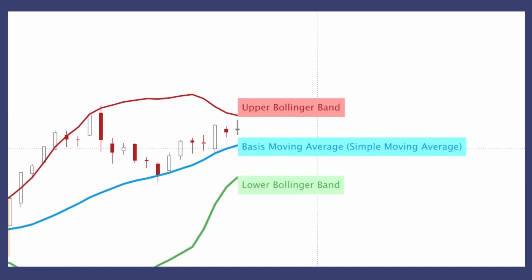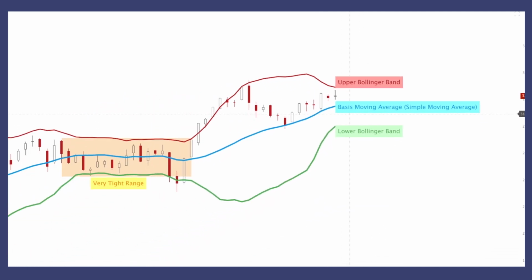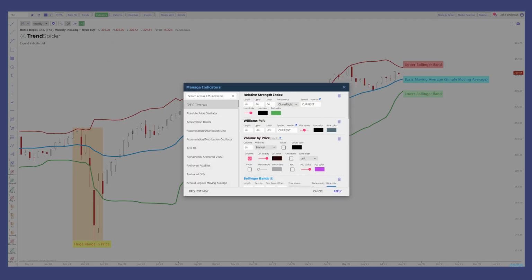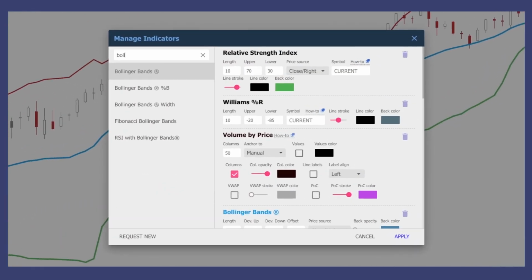Now you can change this. I'm calling it the basis moving average because it's the basis on how the Bollinger Band looks, two standard deviations out. Now, if you want to change this, and let's say that you want to use your basis moving average as an exponential moving average or some other type of moving average, you can do that. So if you want to add the Bollinger Bands on TrendSpider, simply click the indicators here and just type in Bollinger Bands and it will pop up here.